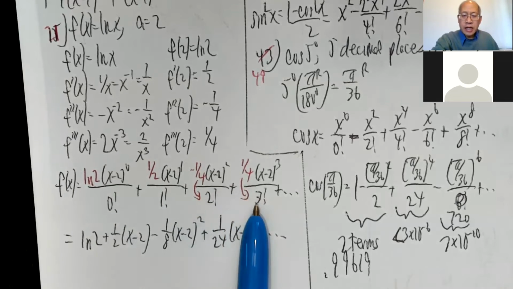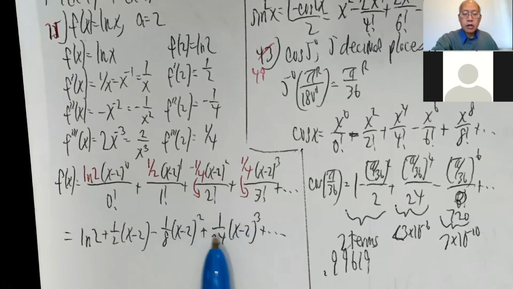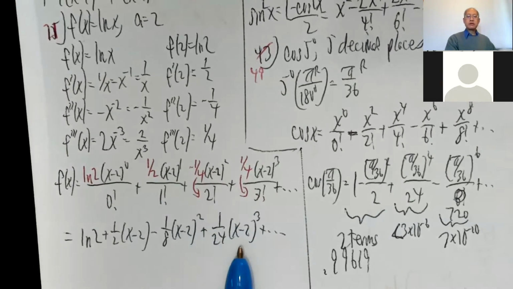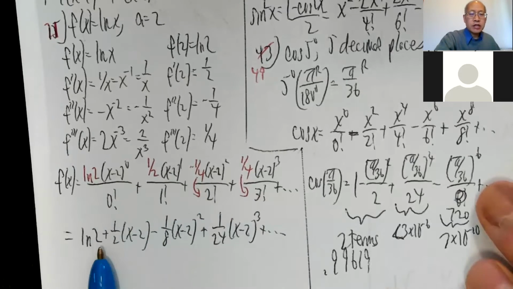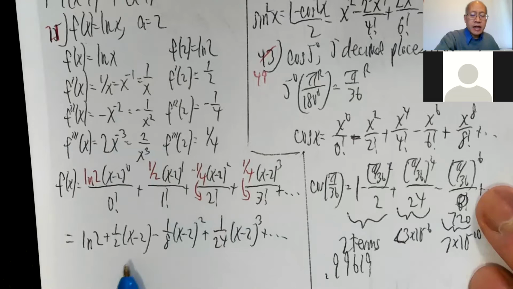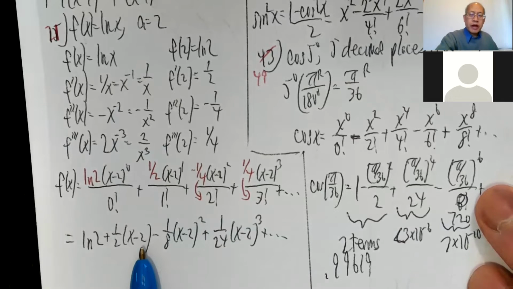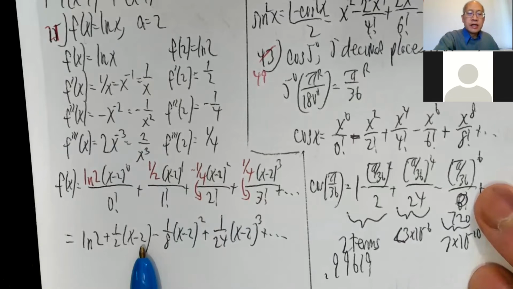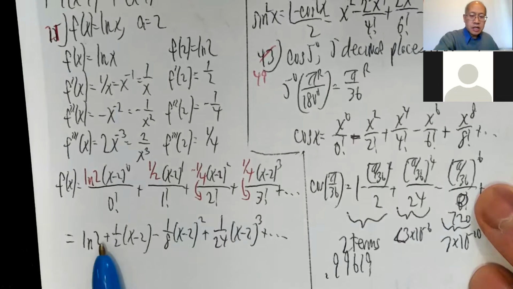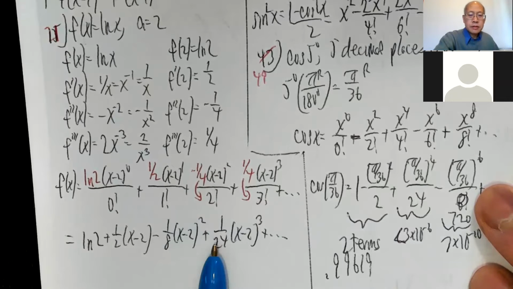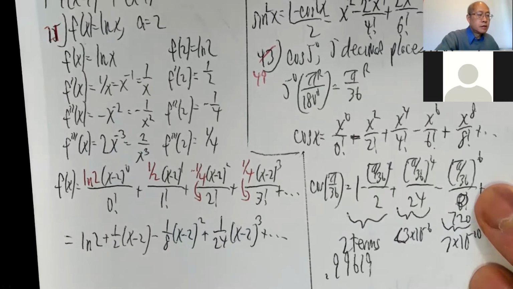And then 4 slides down with the 6. 4 times 6 is 24. So 1 over 24, x minus 2 cubed. Okay, so here is the Taylor series of the natural log function centered at x equals 2. Okay, so if you want a good approximation of the natural log function near 2, you can plug into this. This is just a polynomial. Okay, so that's what we got.